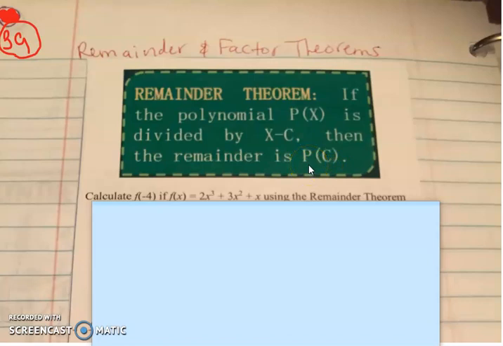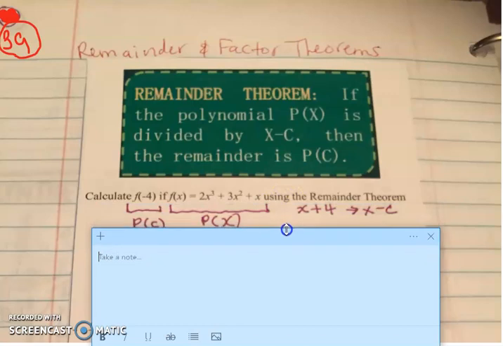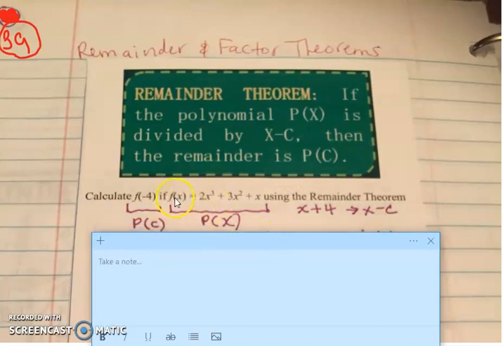So let's show this with an example. This says to calculate f of negative 4 if f of x is equal to 2x cubed plus 3x squared plus x using the remainder theorem. So to calculate f of negative 4, you were taught in Algebra 1, pre-algebra, substitution. You would take the negative 4, everywhere you saw an x, and you would just simply plug it in, and then come up with the answer. You would find the y value that belongs with that negative 4 for x. Well, this is saying to do this same thing but using the remainder theorem, so we have to follow the directions. In this case, our polynomial, p of x, is going to be our f of x.